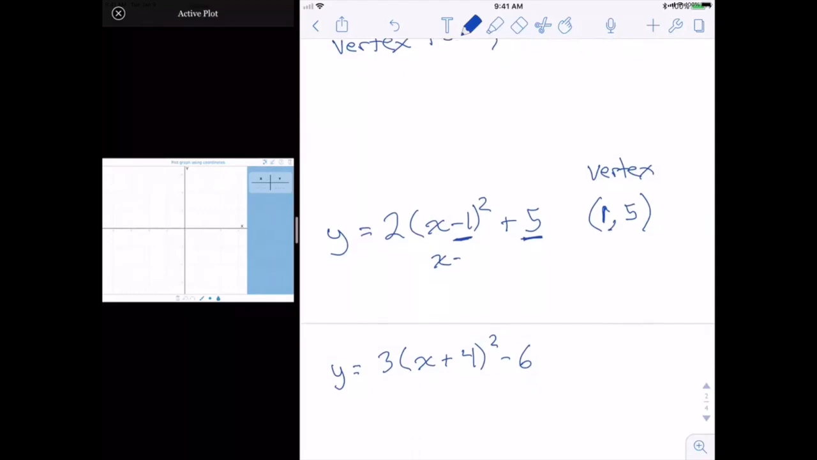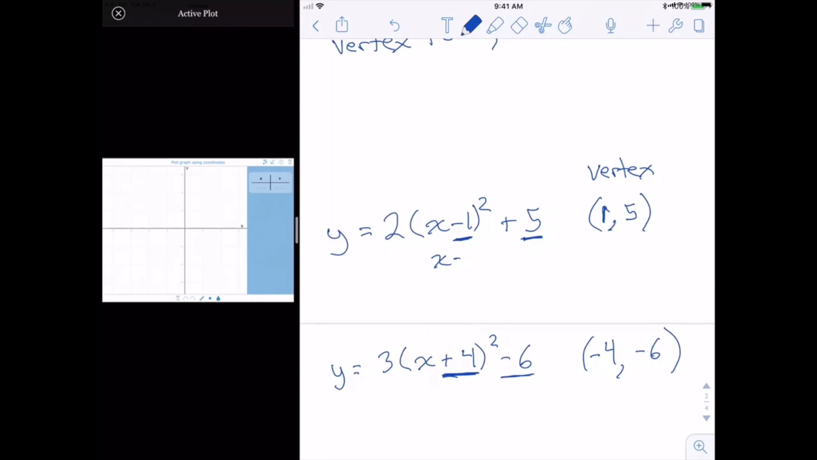For this one, again, I've got a bracket with a square. So this is the h here, the plus 4. That means negative 4. Remember, I do the opposite sign. So negative 4 will be the x value. And then for the k, that's negative 6. I just keep the same sign for that one. So my vertex would be negative 4 and negative 6.